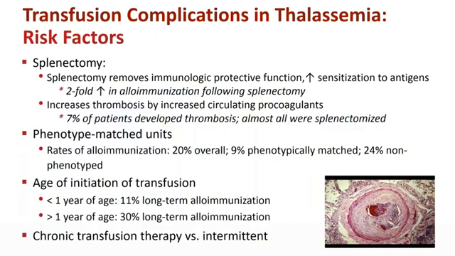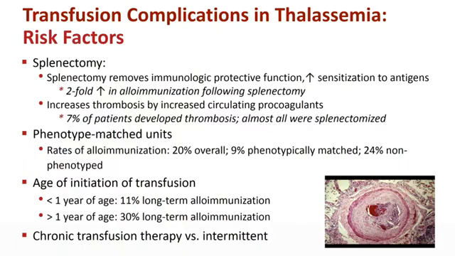Now, there are risk factors that complicate the transfusions and increase transfusion-related events in thalassemia, and I highlighted some selected risk factors. One is splenectomy. The utilization of splenectomy has gone from three-quarters of patients being splenectomized to a cautious concern to only use it in the most selected cases. That is because splenectomy removes the immunologic protective function for the patient.